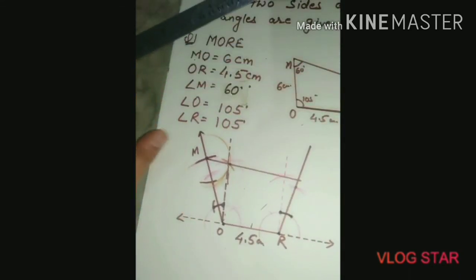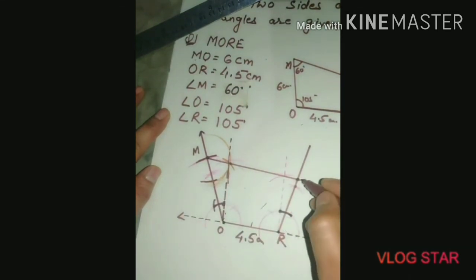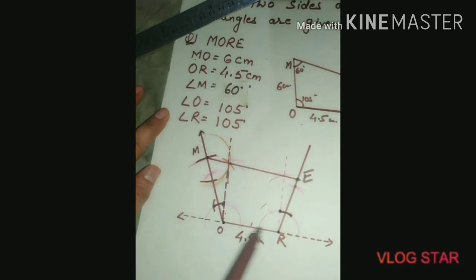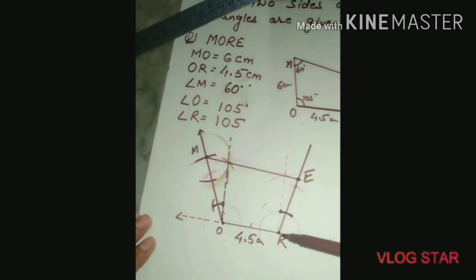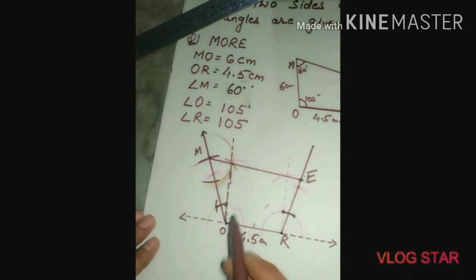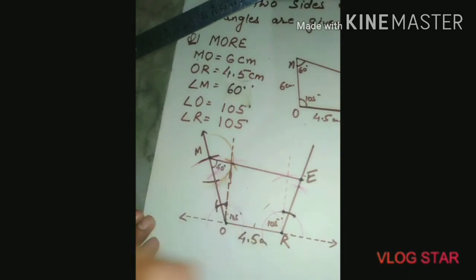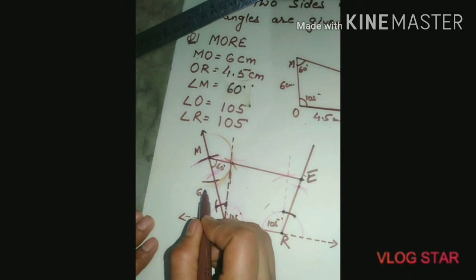And turn it again. Now the point of intersection where this extended line intersects this line is the point E. So MORE, this is the complete quadrilateral that we want to construct. Again you can see that in MORE, point O and R have 105 degree measurement, and this angle is 60 degree. OM is given 6 centimeter.